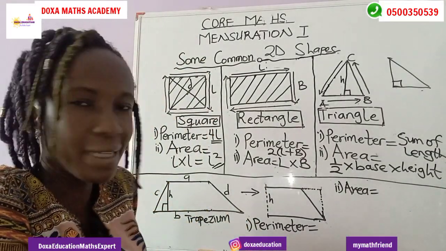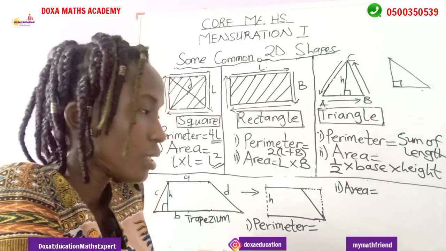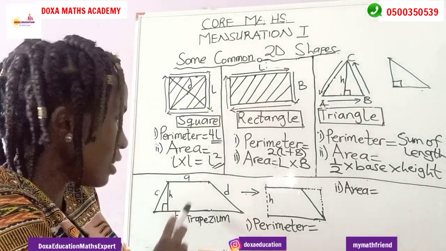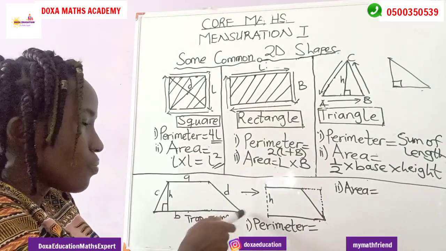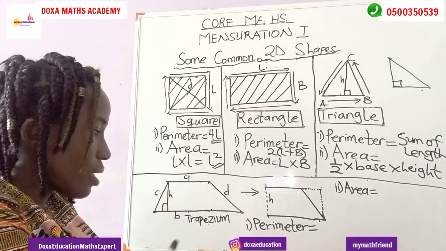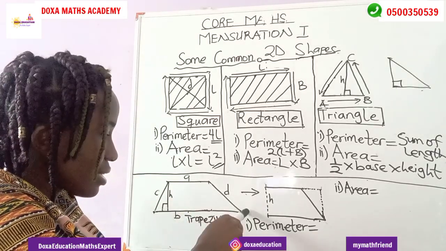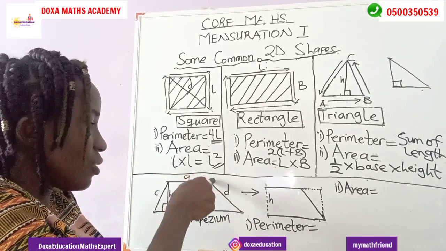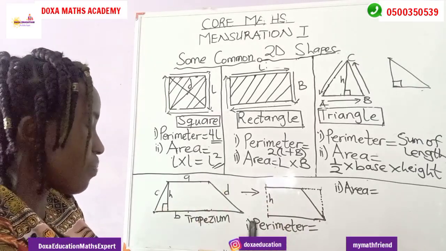Okay, now let's go to another shape, which is the trapezium. Now, this is how the trapezium looks like, as you see on the board. Good. You have only two opposite sides being parallel, but they are not equal. So you see that this side is parallel to this side, but it's obvious that they are not equal. They're not the same length. These sides are also different. So that is the trapezium.